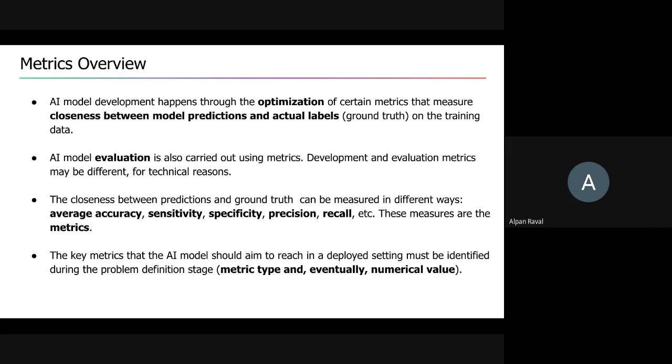Now, what is very important is that during the problem definition stage, the key metrics that the AI model should aim to reach in a deployed setting must be identified. So at least the form of the metric: what is the metric? Do you want a model that will have high sensitivity? Do you want a model that will have high accuracy? This has to be identified early on during the problem definition stage, because pretty much always, the AI model development relies on that definition. If you change the definition, the entire training process has to change. So it's very important that the key metrics important for deploying the AI model are identified early on during the problem definition stage.